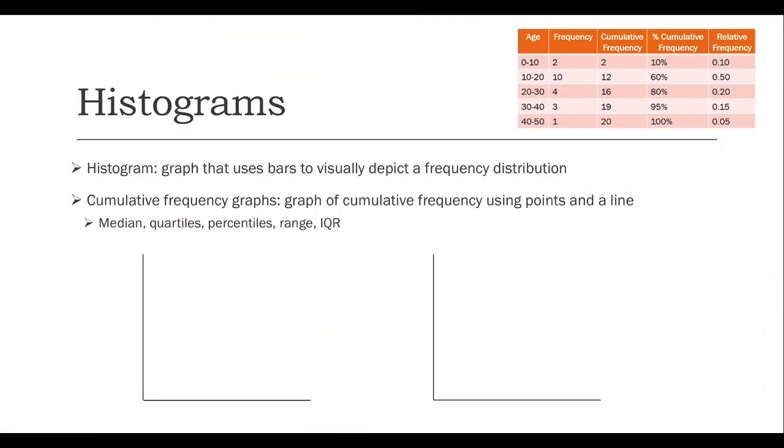So here we have histograms. A histogram is a graph that uses bars to visually depict a frequency distribution. So up here we have our frequency distribution, and we're going to create a histogram from it. So on the bottom we'll have age, and we'll break it into our different bins. So we have 0 to 10, 10 to 20, 20 to 30, 30 to 40, and 40 to 50. And then on our y-axis, we'll have our frequency. So our highest frequency is 10. So we'll label this 1, 2, 3, 4, 5, 6, 7, 8, 9, 10, and we can even put an 11th.